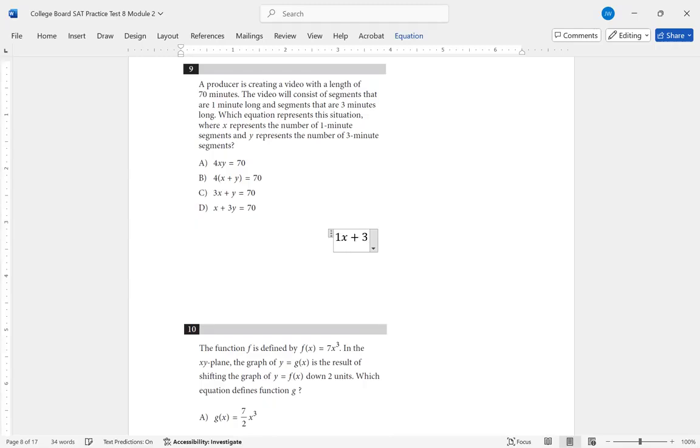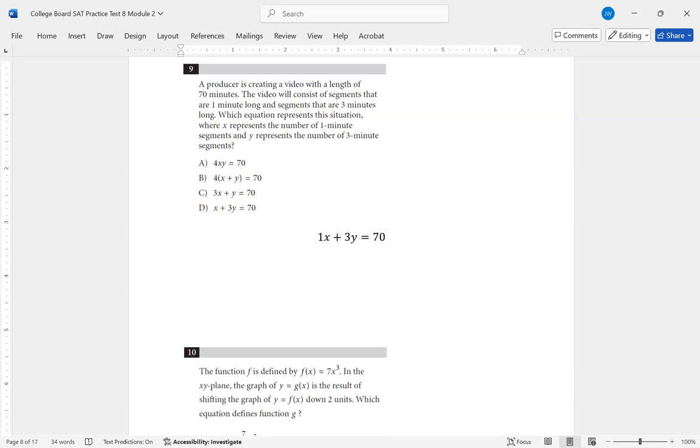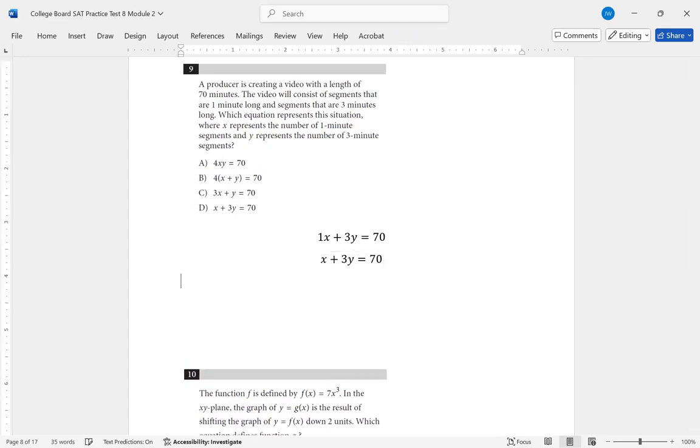Then we're going to have 3 minute segments. We're going to have y of those. So the total number of minutes is going to be 1 times x plus 3 times y. And we already know that the total number of minutes is going to be 70. So 1x plus 3y equals 70 is the equation. You don't have to have that coefficient of 1 if you don't want to. So you can call that x plus 3y equals 70.